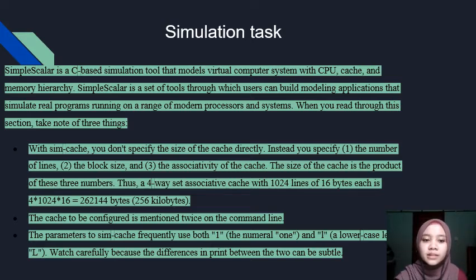The parameters to SimCache frequently use both 1, the numeral 1, and l, a lowercase letter l. Watch carefully because the difference between the two can be subtle.